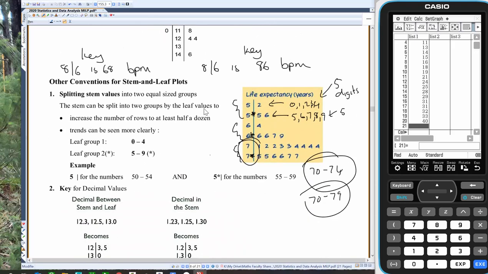So there's no hard and fast rules with stats, and that's what some people don't like about this topic. No one actually wrote the book that said when the number of groups is equal to 3, you must split the stem. It's only just an idea, okay? All right.